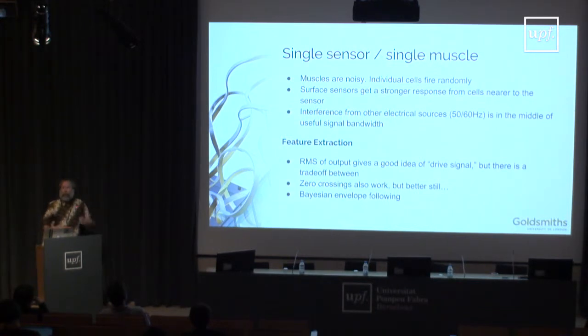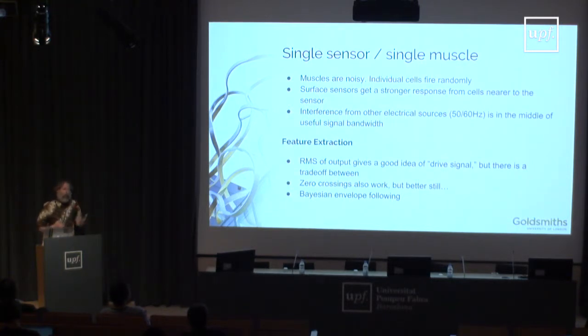We've been working on, here I'm demonstrating this Myo, which is a commercial solution, but we're working on custom hardware solutions that may not be better. So if we have one muscle, one sensor, then we want feature extraction. We want, at the very least, this idea of a drive signal. How hard am I trying to activate this muscle? And there are a bunch of traditional methods.